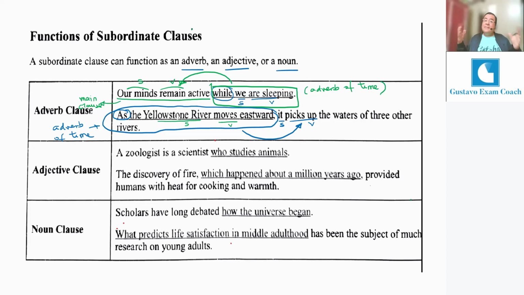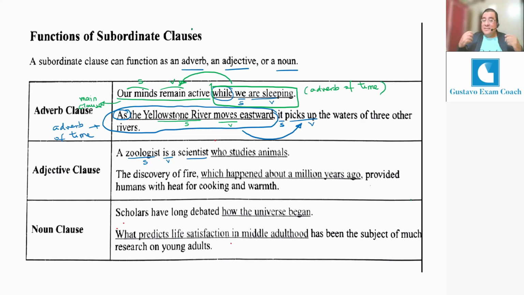Okay, so now you can see that subordinate clauses can act as adverbs in a complex sentence. What about adjective clauses? Take a look at the next example. A zoologist is a scientist who studies animals. We have a main clause here: zoologist is a scientist. Okay, but it says a scientist who studies animals. So now we are saying something about this scientist. The words who studies animals somehow tell you what kind of scientist a zoologist is.